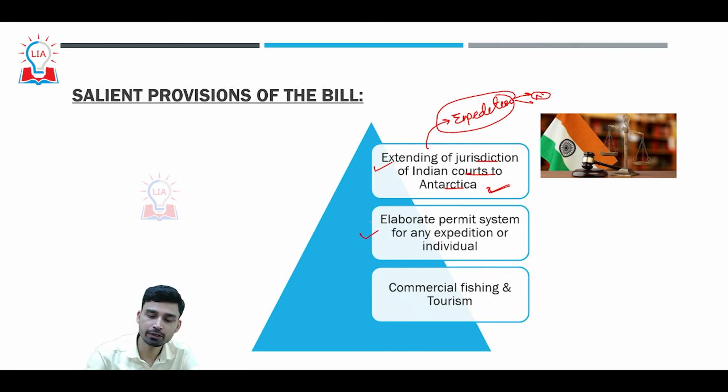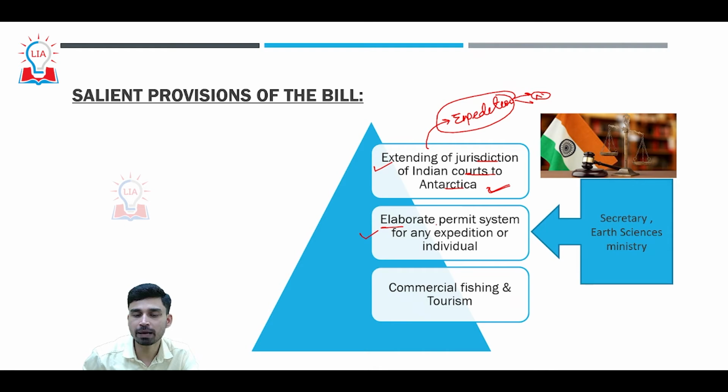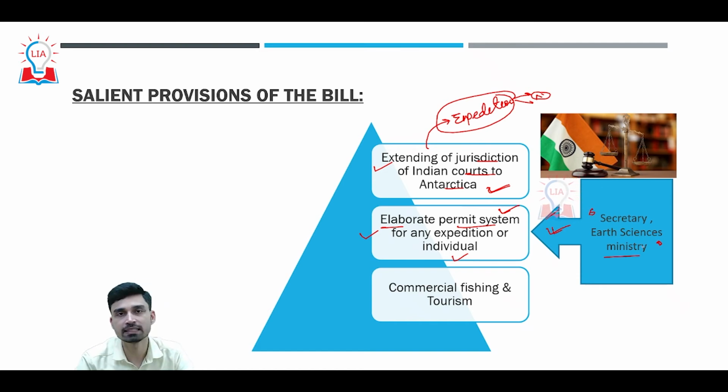The second, it also tries to develop an elaborate permit system for any expedition or any individual who wants to go on a tour to Antarctica. That means if any Indian company or Indian tour company wants to organize an expedition to Antarctica, they cannot go directly. They have to take a permit from the government of India, and this permit will be given by a committee which will be headed by the Secretary of Earth Sciences Ministry.